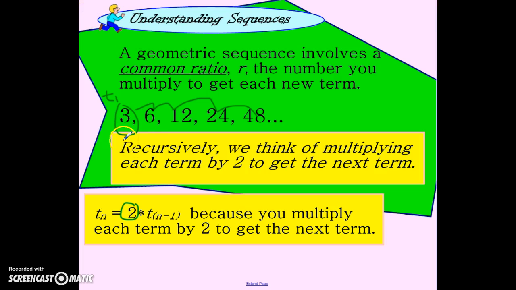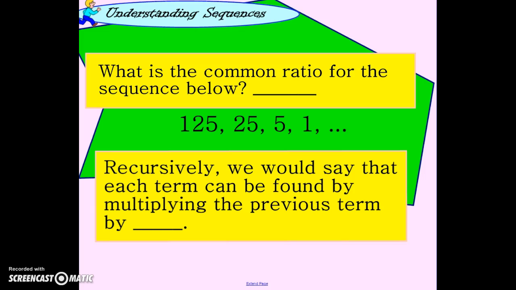So, as I was saying, if you multiply by a whole number, your sequence will increase. And then your next example, our sequence is decreasing. Our T1 would be 125.